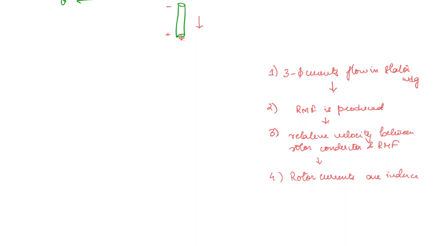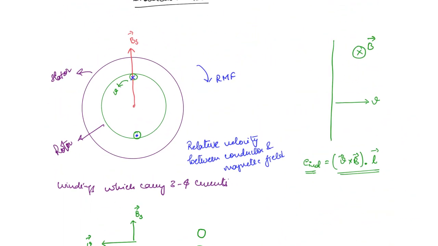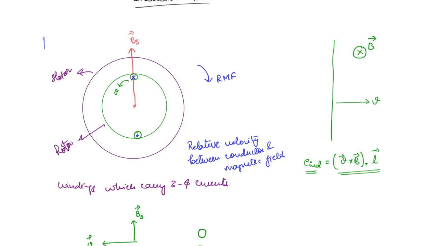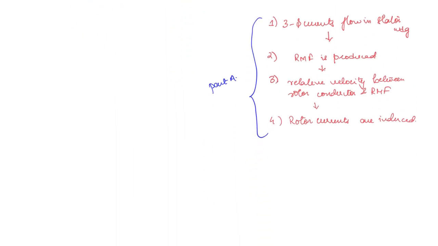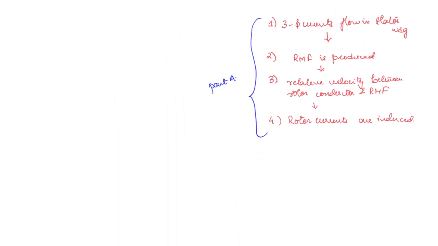Okay, so this much we have seen. All of this you can consider as part A, the induction of rotor currents. So you can write here part A. Now next what we want is, we want to find out how the torque is induced. What is the mechanism of torque production and also what is the direction. So that we will take as part B.